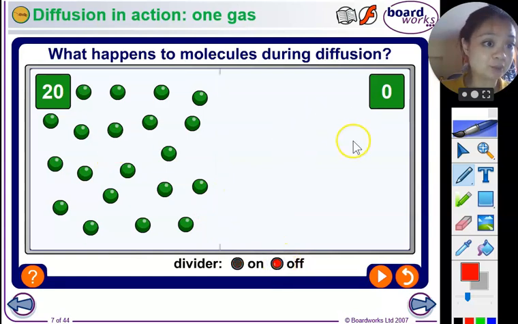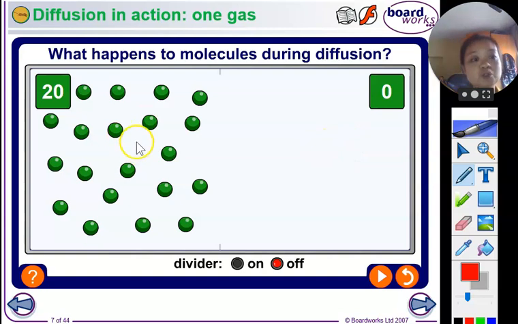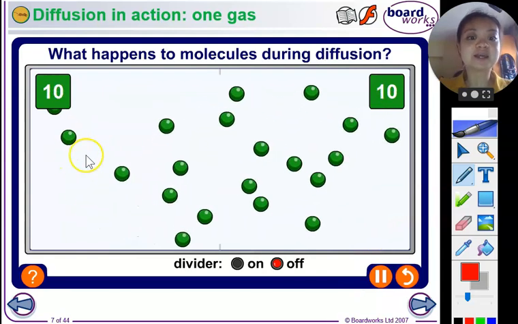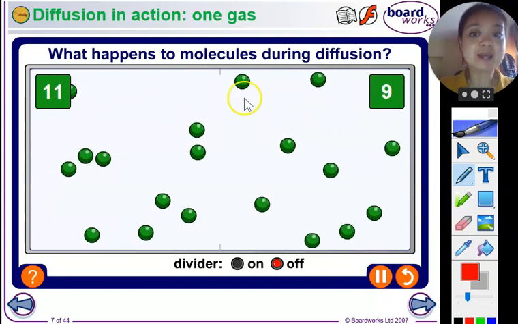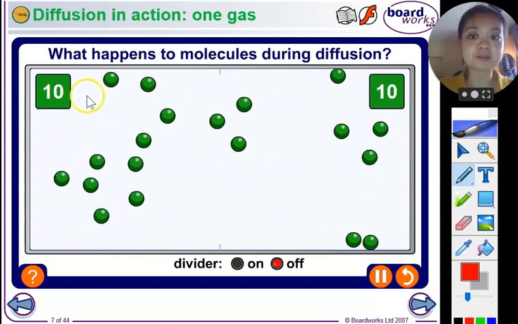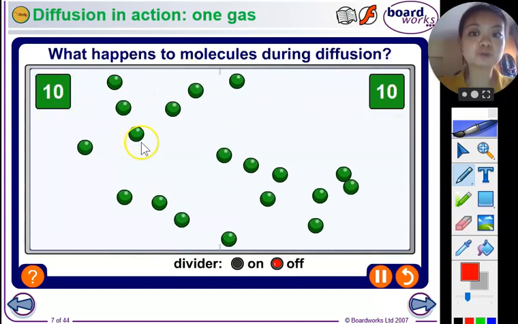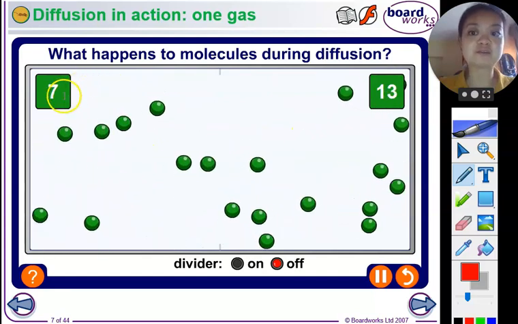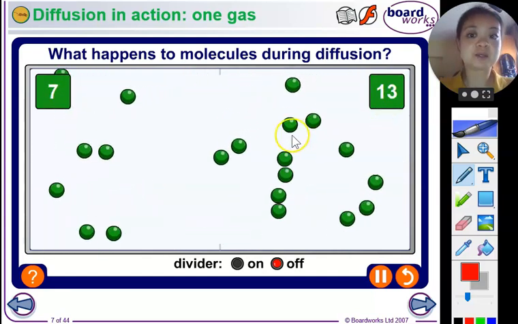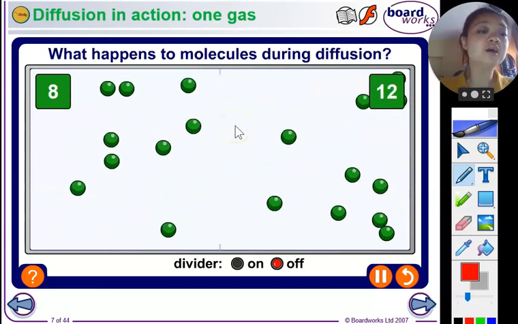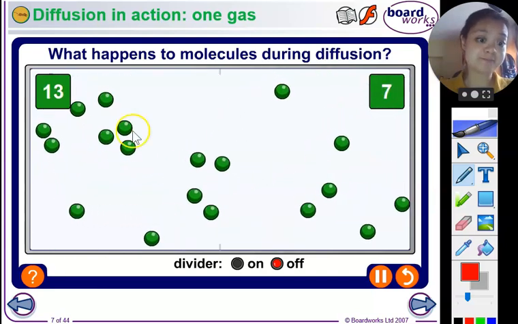How do you think the particles are going to move? Are they going to move from this region where there is 20 to 0, or are they just going to stay stationary? According to diffusion, they should move from the left-hand side to the right-hand side. So let's have a look. You can see that it moves evenly throughout, and slowly becomes 10, 10. The particles will keep moving, and then it becomes 10, 10 again. So it will move until the concentration is the same.